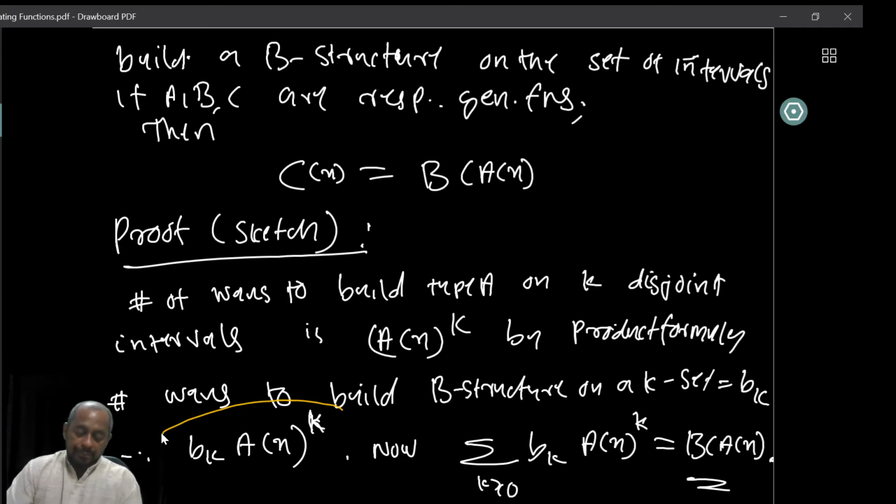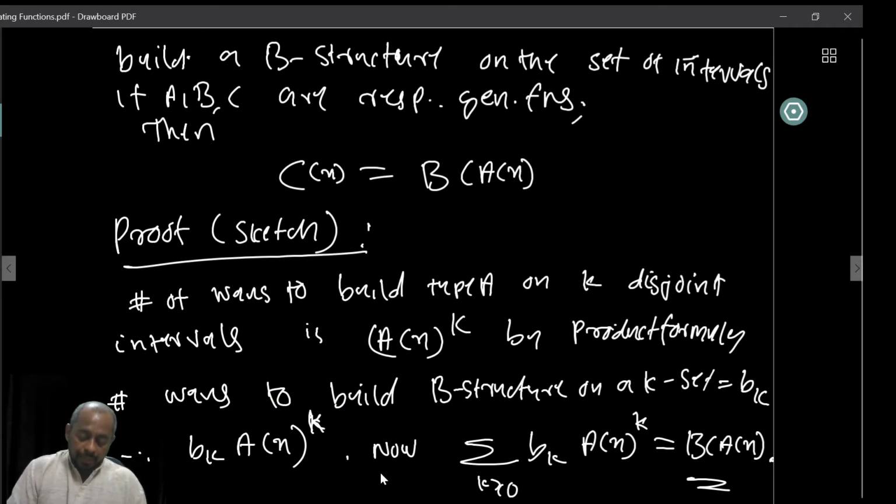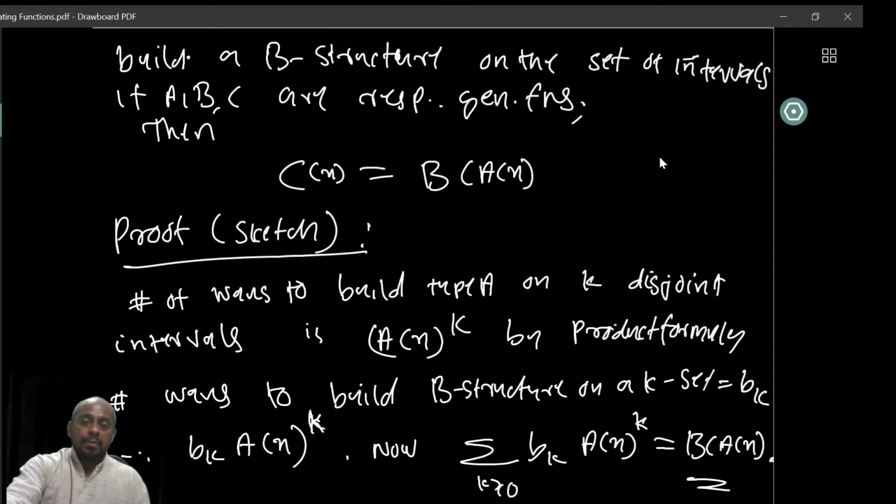This is the term. Now you can sum over all k. So therefore, summation over k greater than 0 of bk into A of x raised to k, which is the definition of B of A of x. So that is the proof sketch, and you get the composition formula.